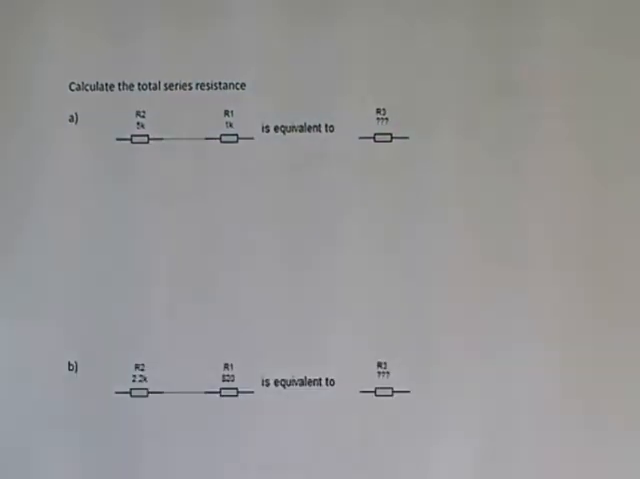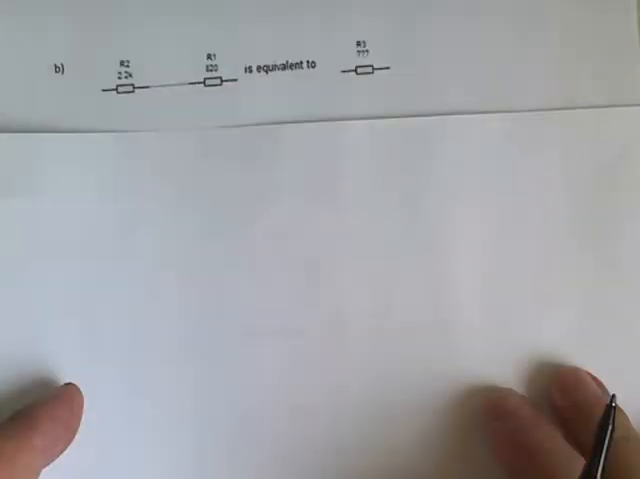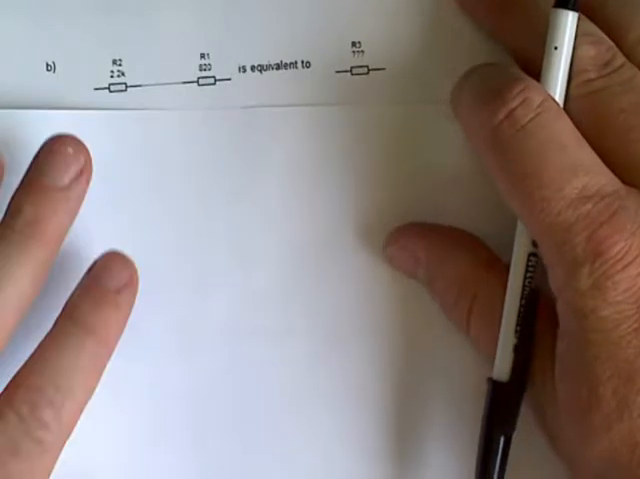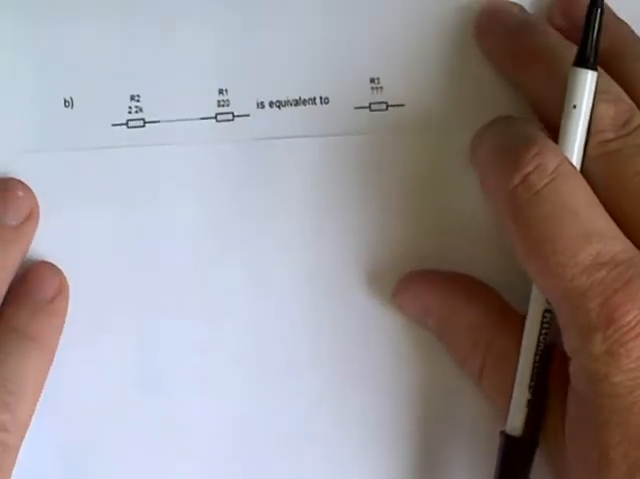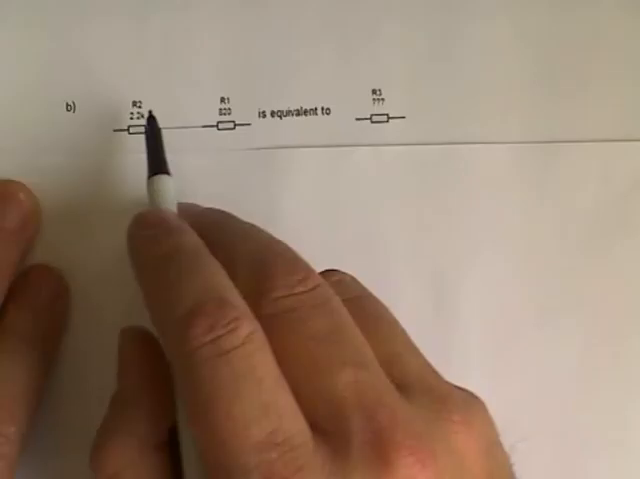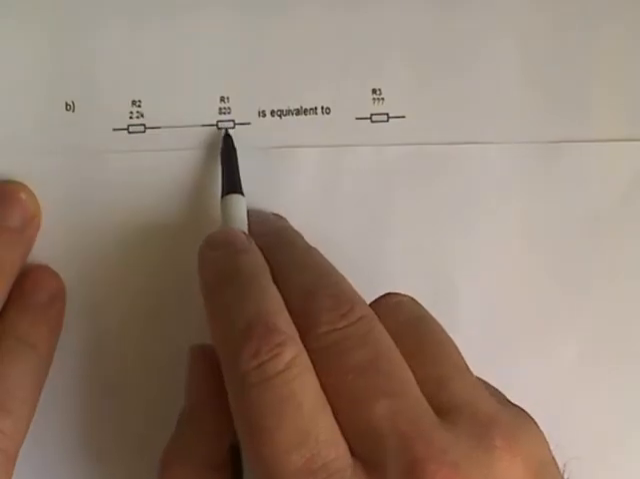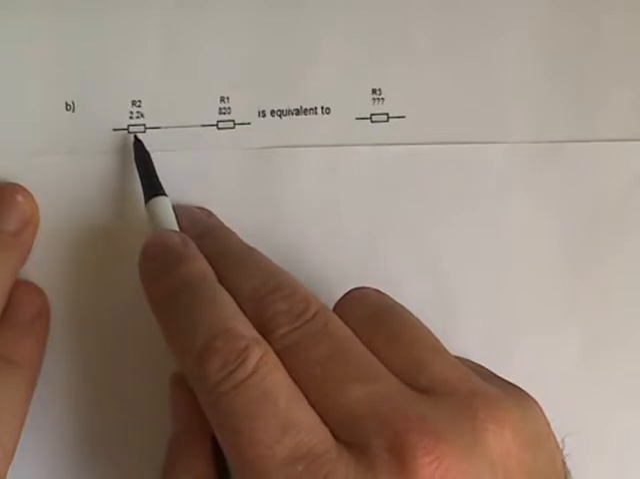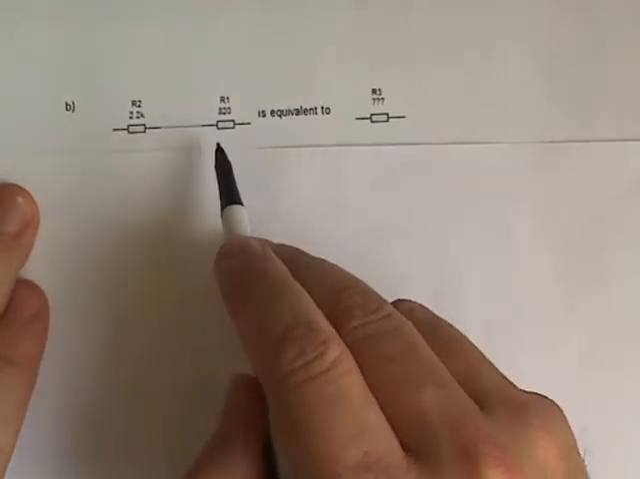Another example, this one a little bit more tricky because I'm dealing in one in k and one in ohms. So the best way to deal with this is to convert everything to ohms, or the lower of the two.